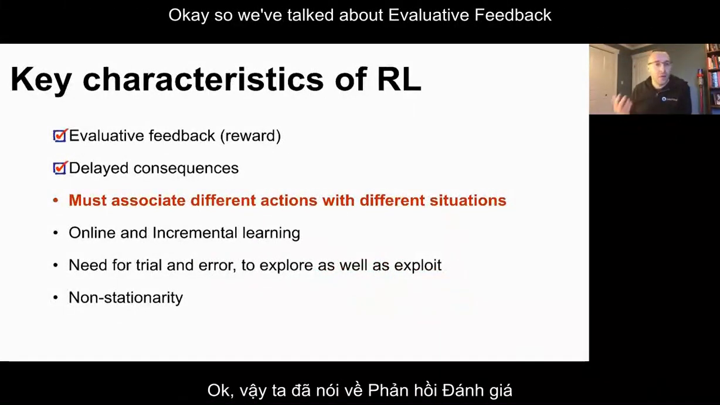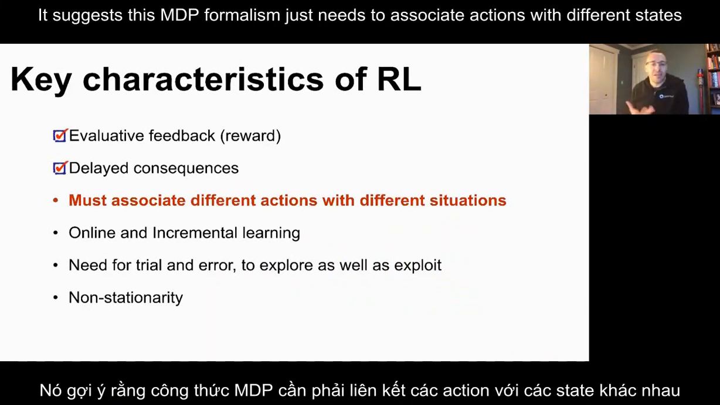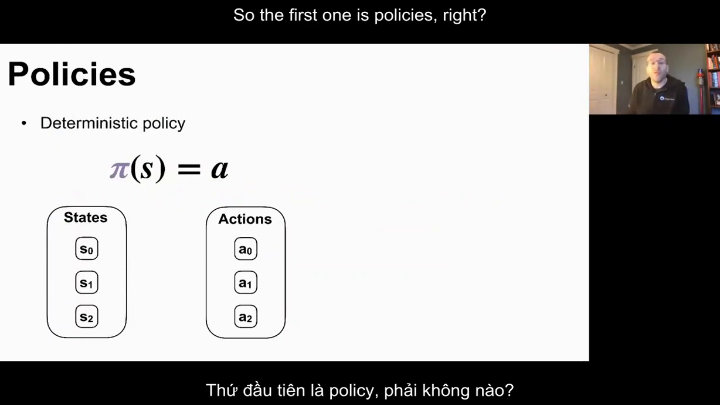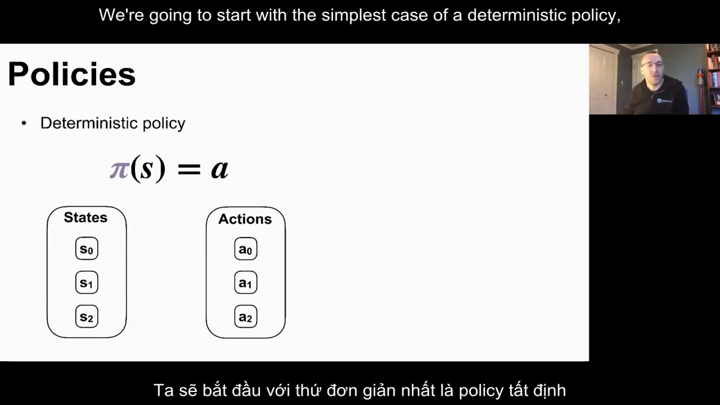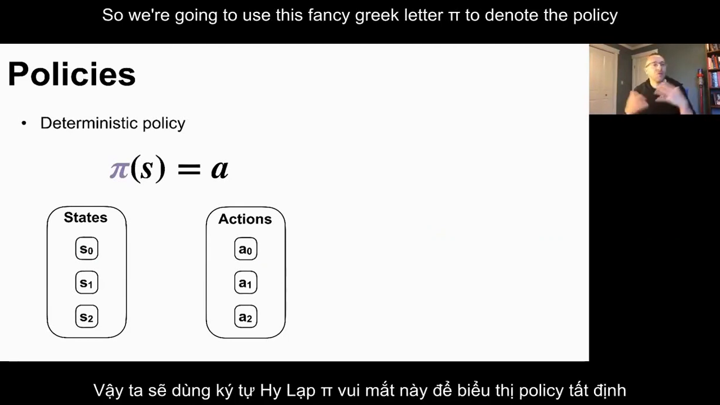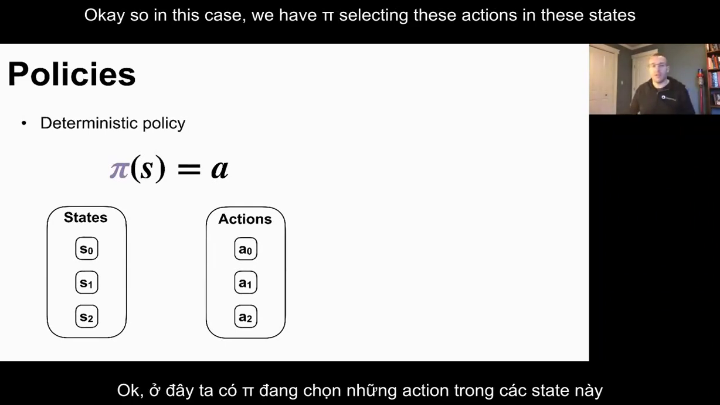Okay, so we've talked about evaluative feedback. We've talked about delayed consequences. This MDP formalism suggests the need to associate actions with different states, so let's talk about the key technologies for doing that. The first one is policies. The policy is very simple. We're going to start with the simplest case, a deterministic policy, where the policy maps each state to a single action. We use this fancy Greek letter pi to denote the policy, and pi of s simply represents the action selected in each state by the policy. In this case, we have pi selecting these actions in these states.